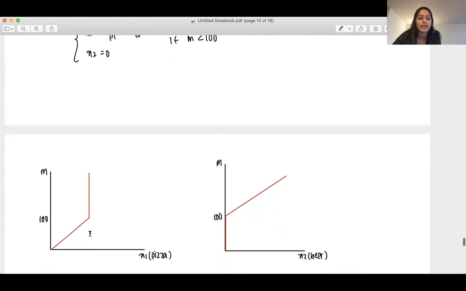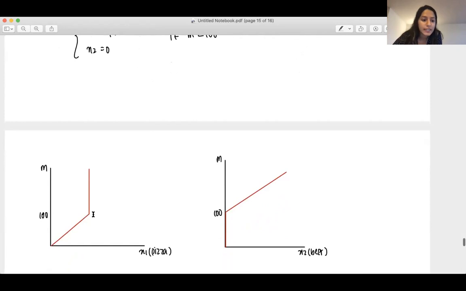Yeah, x1 should just be 10. So there should be a 10 here. I'll write it when I upload it. But this is pretty straightforward.